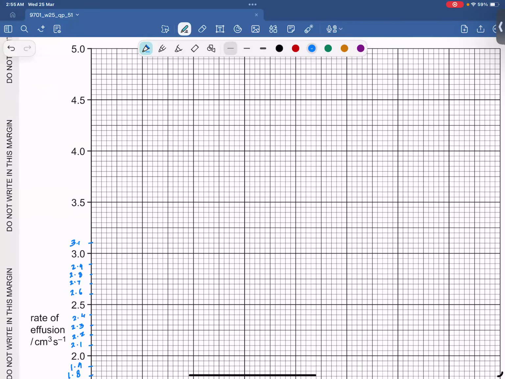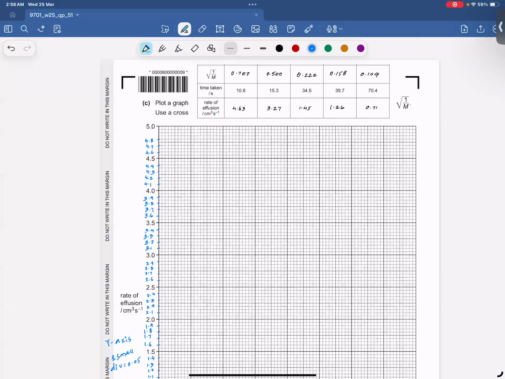This is going to be 3.1, 3.2, 3.3, 3.4, and then 3.5, then 3.6, 3.7, 3.8, 3.9, and then 4, this is 4.1, 4.2, 4.3, 4.4, and then 4.5, 4.6, 4.7, and then 4.8. Okay, my goodness. Whew.